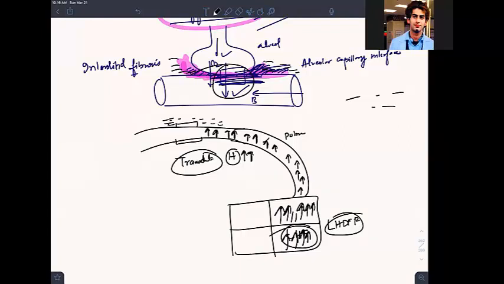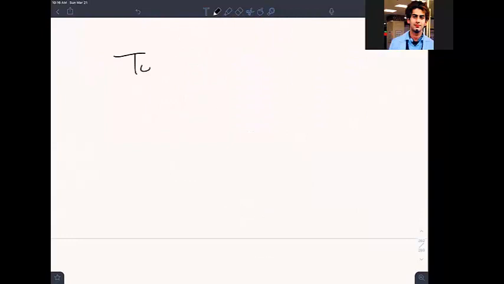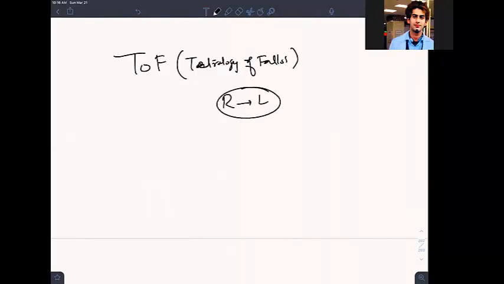Or you have TOF. What is TOF? Tetralogy of Fallot. In Tetralogy of Fallot there is a right to left shunting of the blood. It's actually a congenital heart disease. The venous blood is getting shunted from the right ventricle into the left ventricle. That's why we call it a right to left shunt.